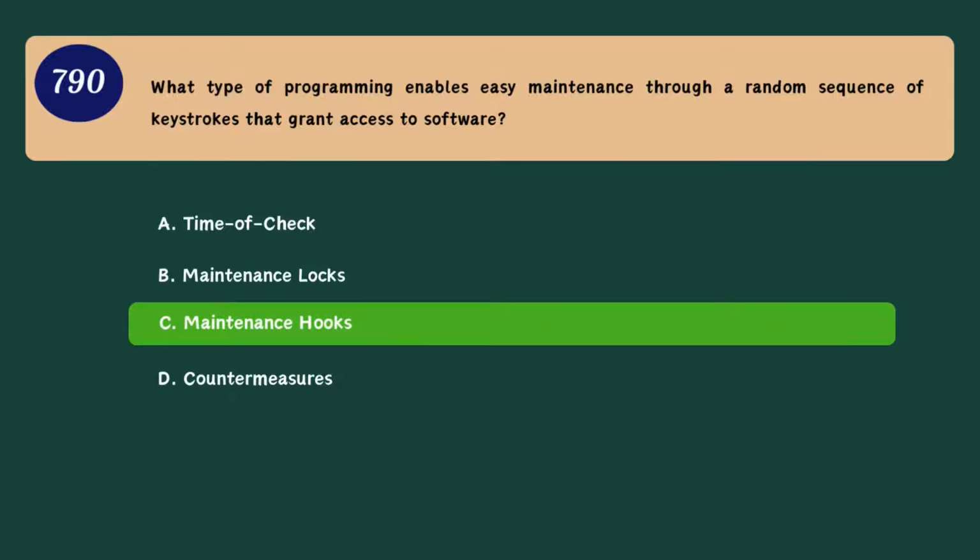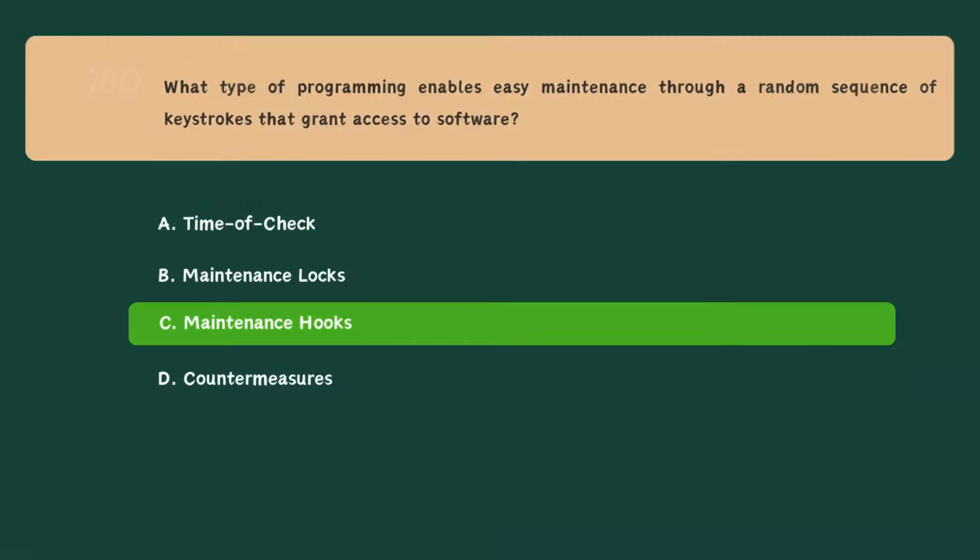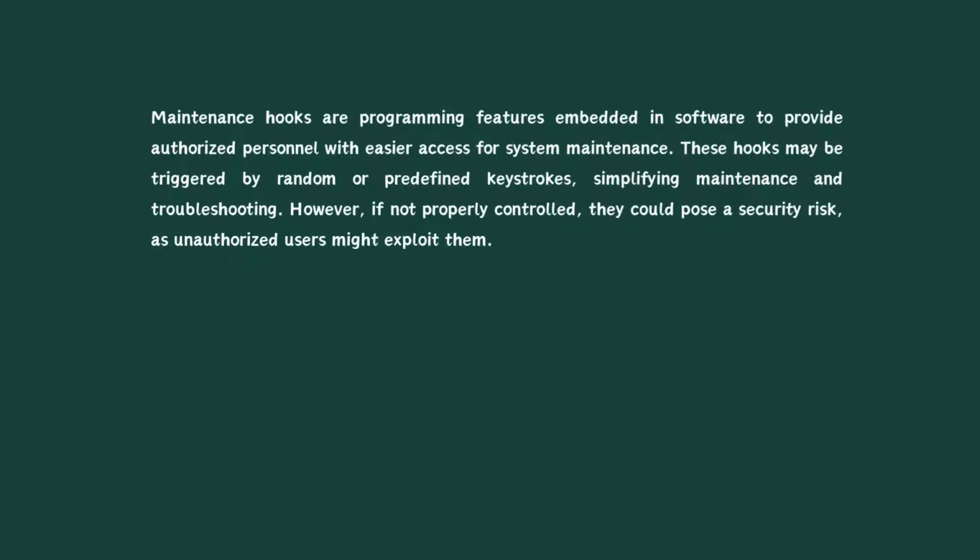Correct answer, C. Maintenance hooks. Maintenance hooks are programming features embedded in software to provide authorized personnel with easier access for system maintenance. These hooks may be triggered by random or predefined keystrokes, simplifying maintenance and troubleshooting. However, if not properly controlled, they could pose a security risk, as unauthorized users might exploit them.